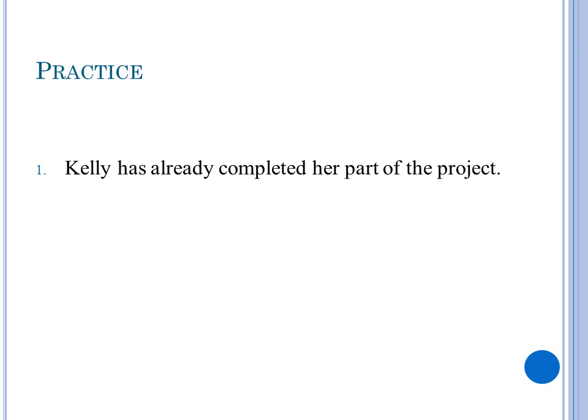Okay, let's practice. Please pause the video and write down this sentence. Then underline the adverb and draw an arrow to the word or words that the adverb modifies. Okay, the answer is as follows. Already is your adverb, and it describes the verb has completed.